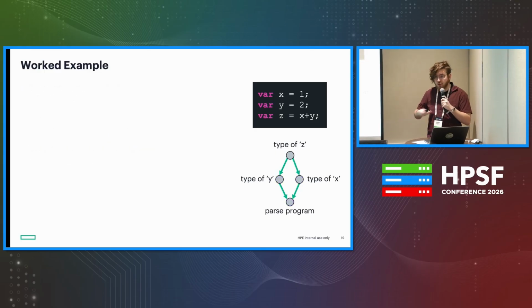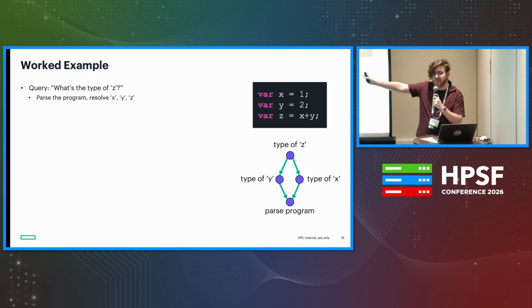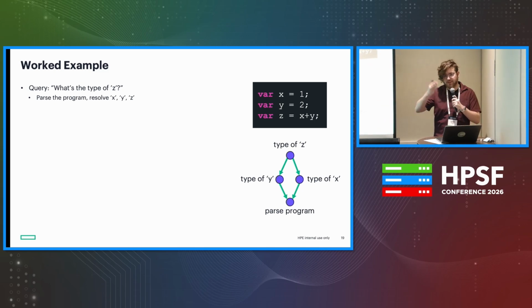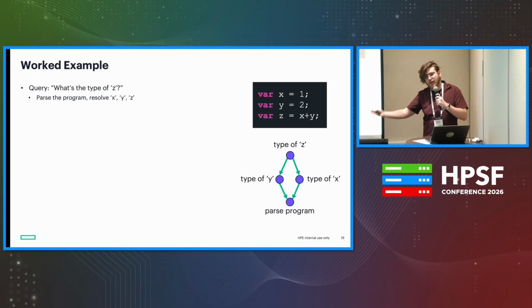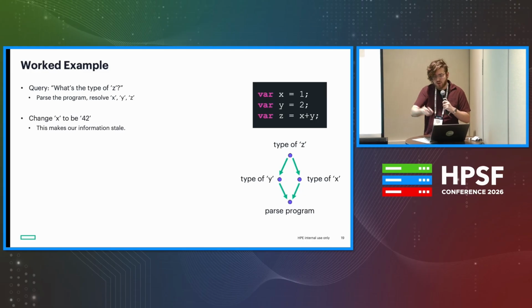In some cases, though, you do need to do some recomputation, but you also want to try limiting it. So if I ask the type of z, I will immediately have to compute all the information, right? Because as I said, to compute the type of z, you need to compute the type of y and x, and for all of that, you need to parse the program. Great. Now let's change x to be 42. I guess it was 2 before, or 1 before.